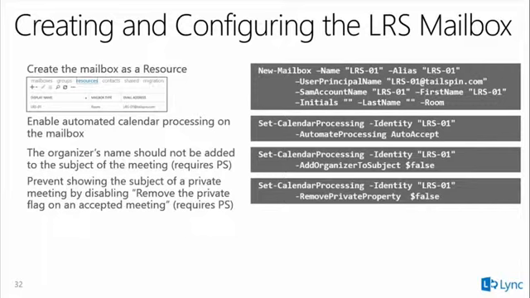So again, when those meetings are private, we want to prevent the showing of the subject of a private meeting by telling it to remove those private properties on those auto-accepted meetings. And that's how we get the lack of meeting name on the consoles and things of that nature.